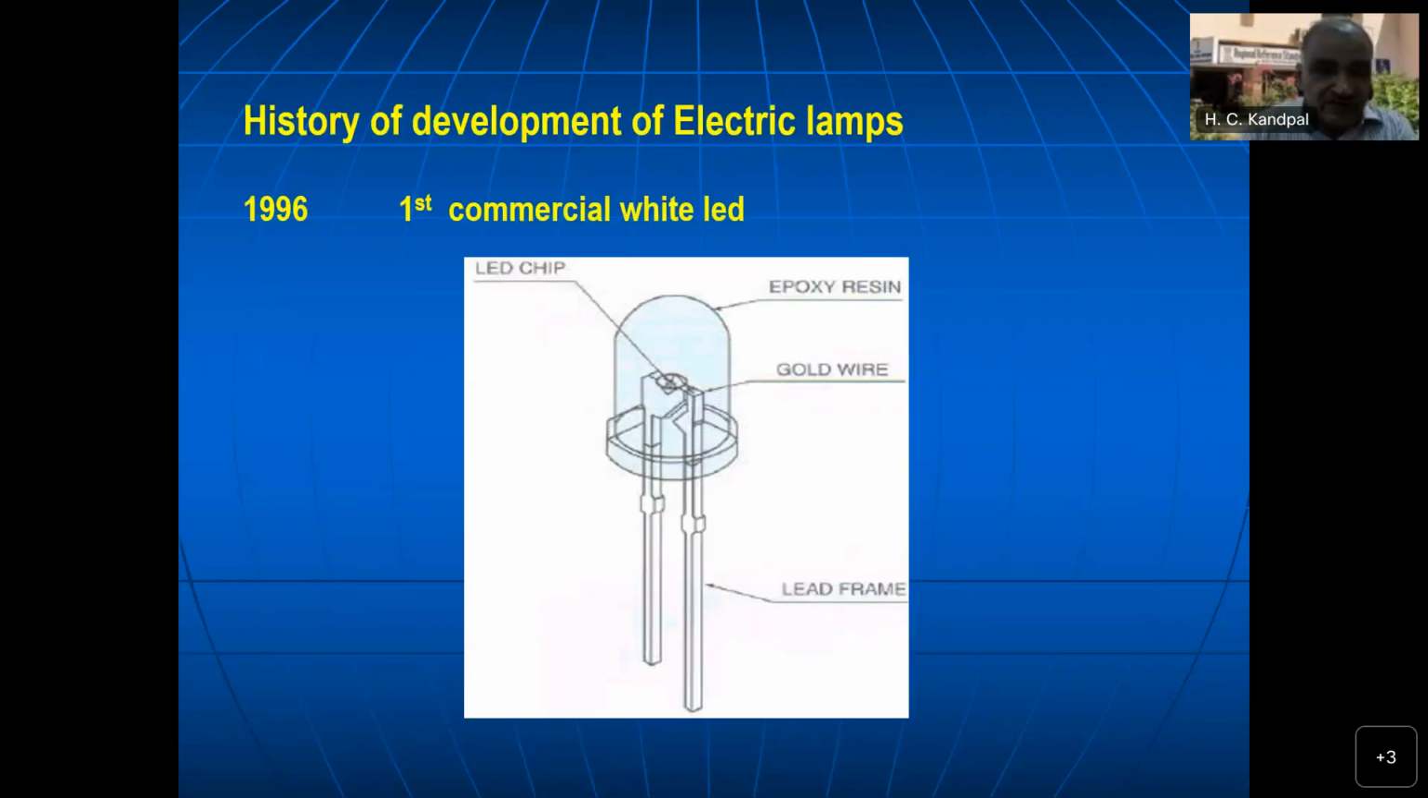Though the first LED was discovered around 1960, the first commercial white LED, which is widely used today, came into being in 1996. This is the picture of that first commercial white LED. So these are some of the developments that have taken place as we have gone from producing light by means of a spark to producing light by means of the combination of p-type and n-type semiconductors, where holes and electrons annihilate each other and produce energy in the region that gives white LED.